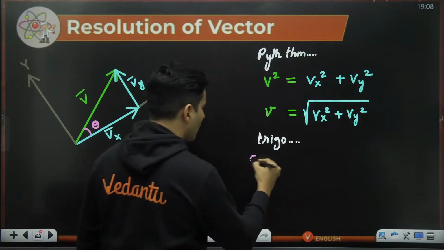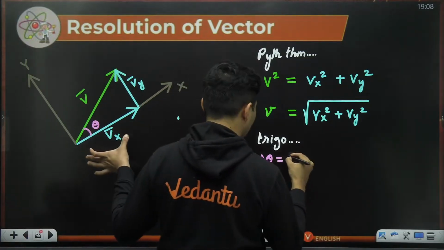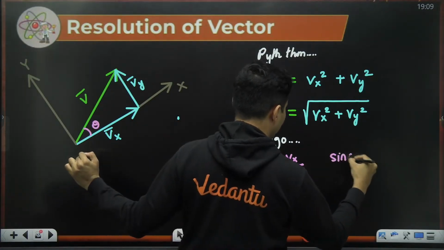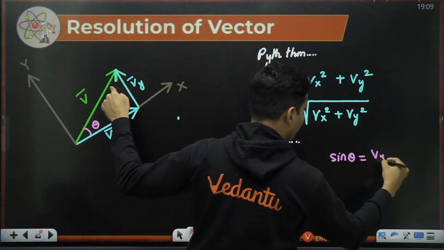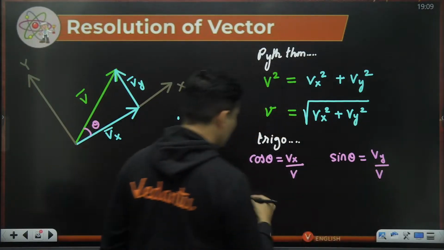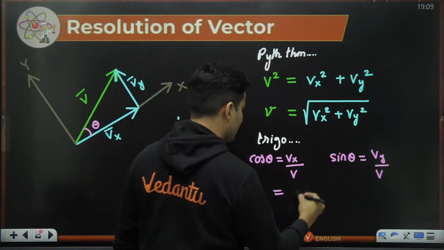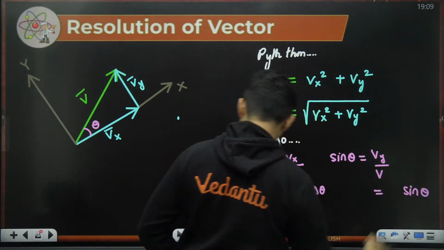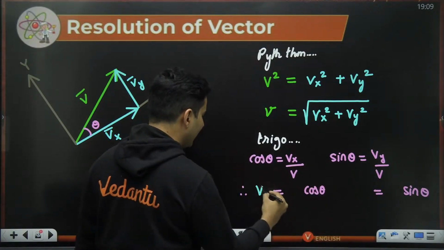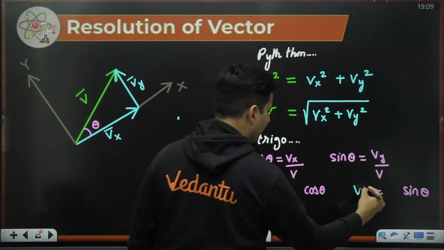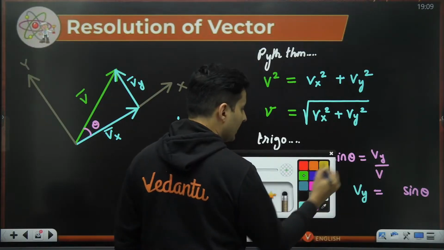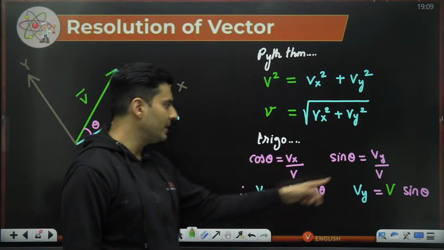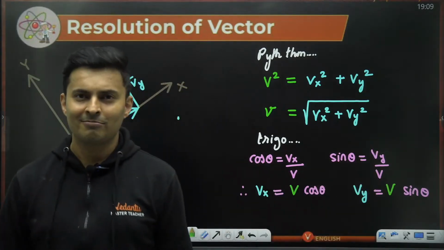So one can easily say cos theta is adjacent, which is nothing but vx, divided by hypotenuse, which is v. Similarly, one can say sine theta is opposite, which is vy, by hypotenuse, which is v. So from this, we will get vx and vy, which are nothing but v cos theta and v sine theta. So vx is v cos theta, vy is v sine theta. That's what we got. Amazing.